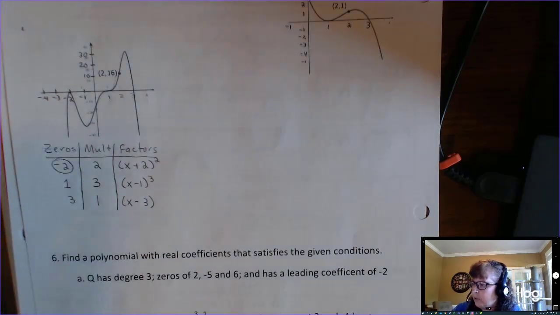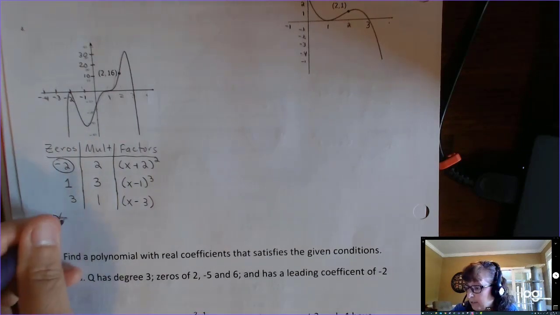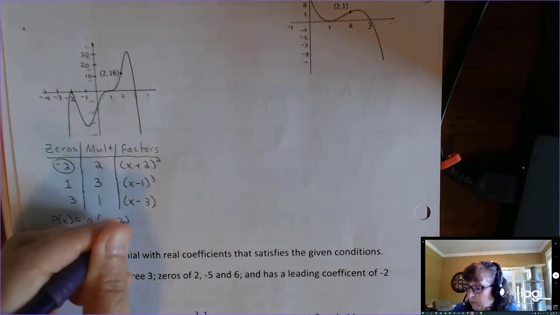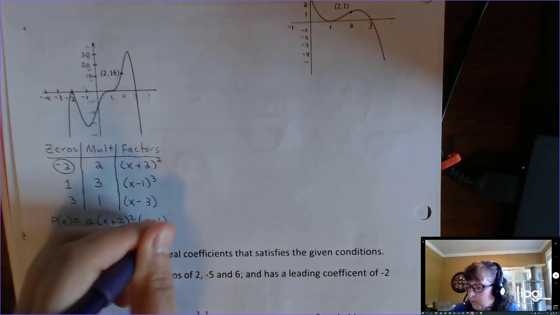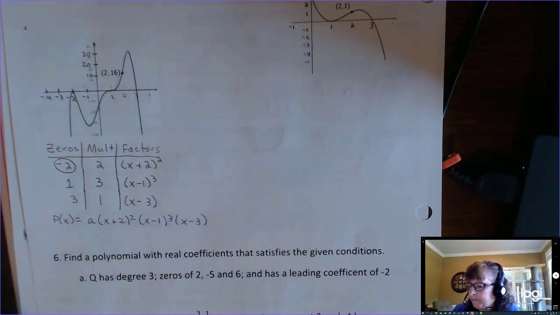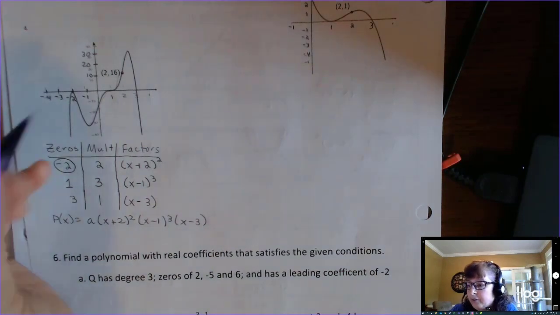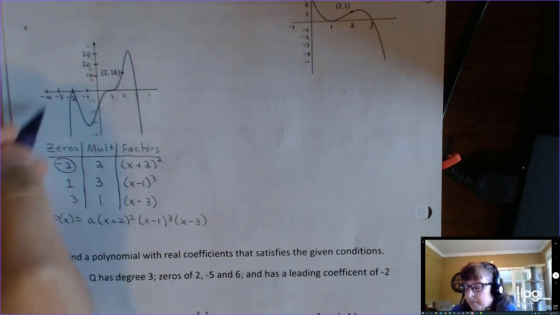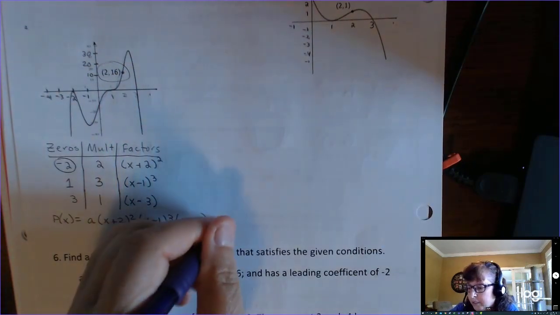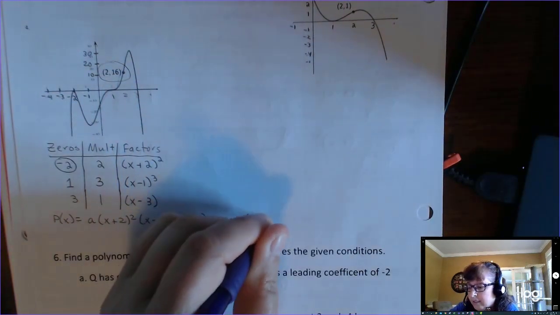Alright, so we can now write the polynomial, but we need to remember to put the a there. So p of x equals a times (x + 2) squared times (x − 1) cubed times (x − 3). Okay, do you remember how to find a? Well, there are an infinite amount of functions that can have these same zeros, but only one that goes through the point (2, 16).